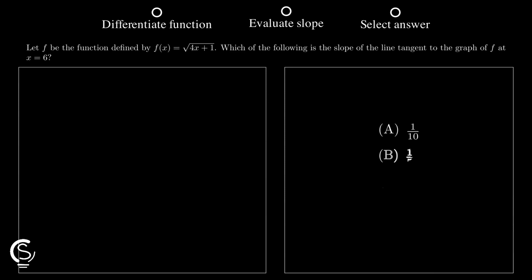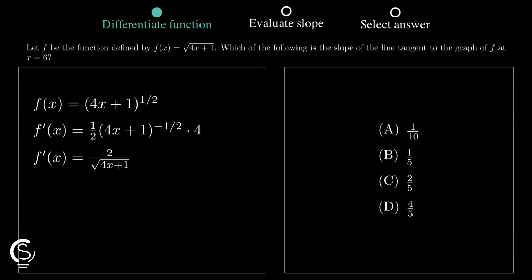To find the slope, we first differentiate the function. Using the chain rule, the derivative of the square root is 1 over 2 times the root, multiplied by 4. Boom!